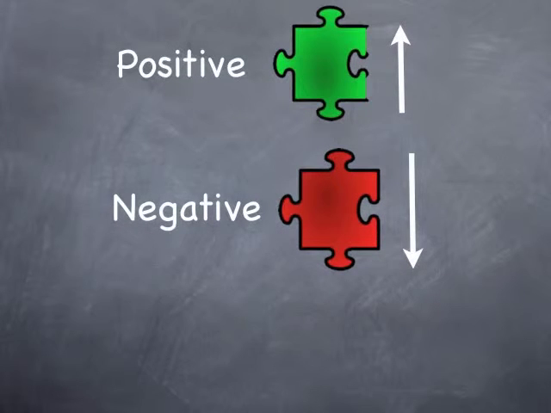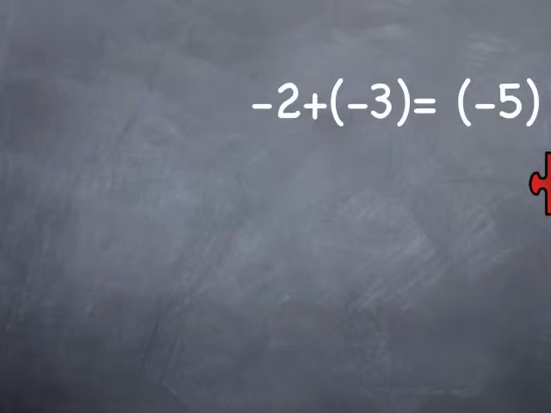Now, positive are the green puzzle pieces and negative are the red. And positive are numbers above 0 and negative are numbers below 0. So the first problem is negative 2 plus negative 3.